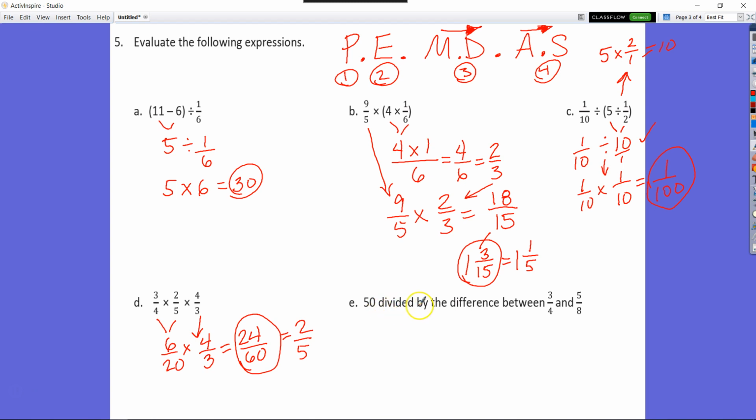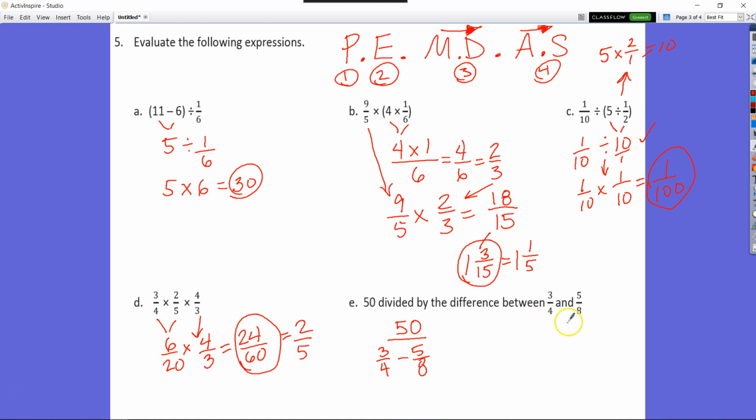Now we have 50 divided by the difference between 3/4 and 5/8. So let's take a look at that. We have 50 divided by the difference between 3/4 and 5/8. Let's take our time and get this right here. So we know we would have 50 divided by, we can use our fraction bar, and we have 3/4 minus 5/8.